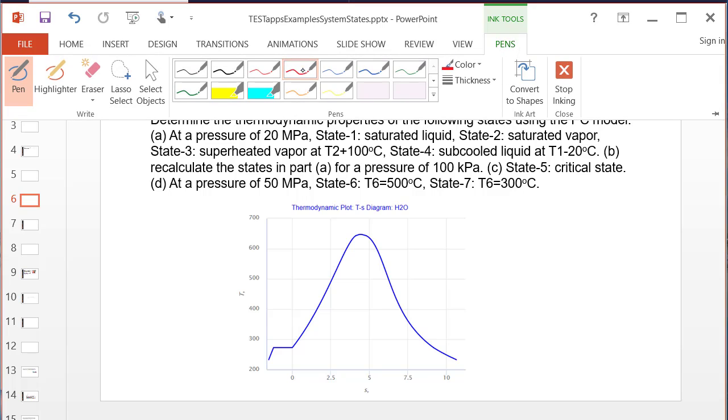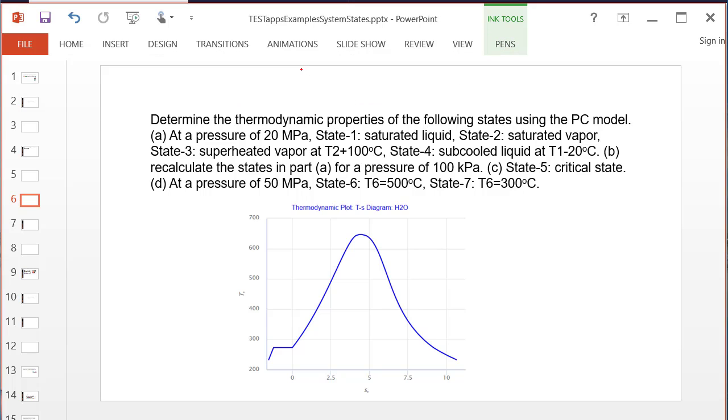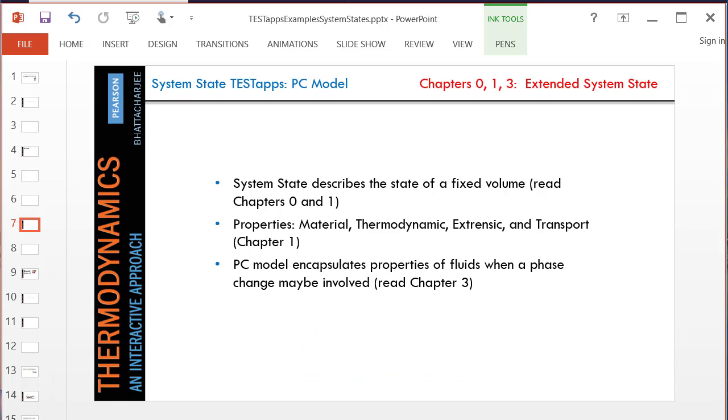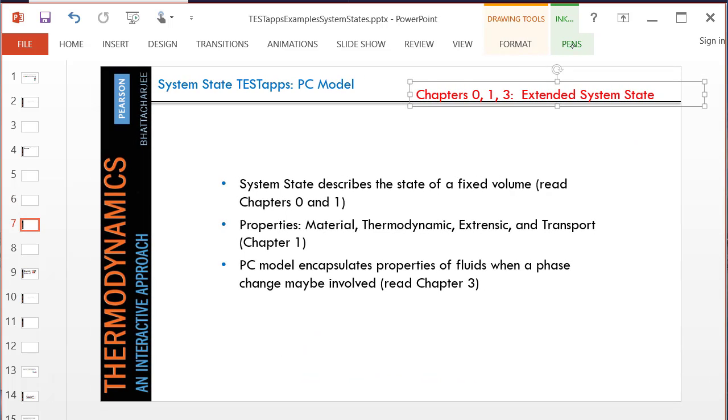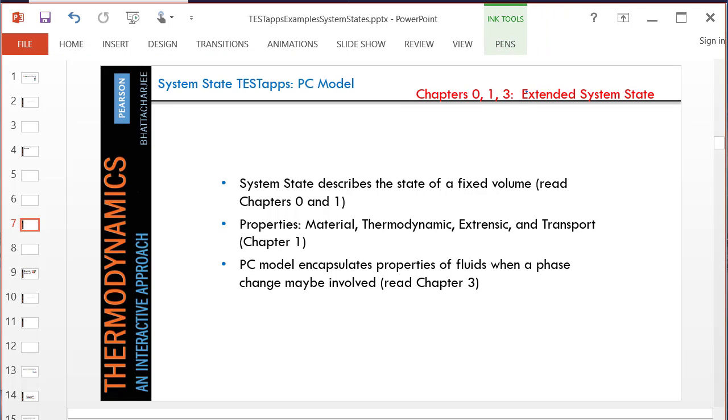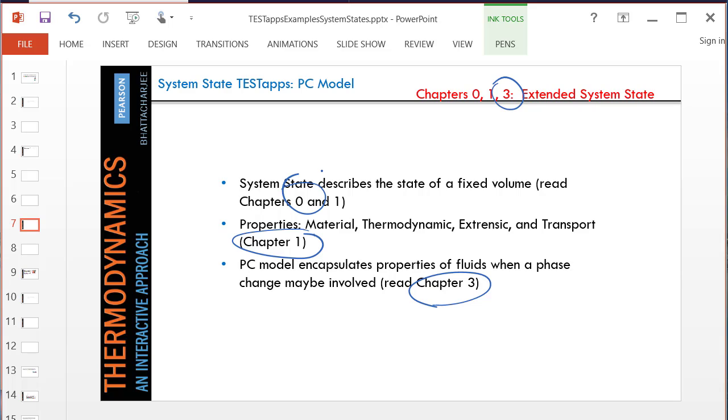Hello and welcome. We are going to evaluate properties of a bunch of states using the PC model. The PC model is discussed along with all other thermodynamic models in chapter 3 of the textbook, and you can learn more about different models in this chapter. Also, properties are discussed in chapter 1, and chapter 0 introduces overall what a state is, the basic concepts.